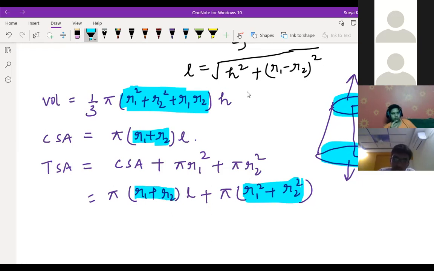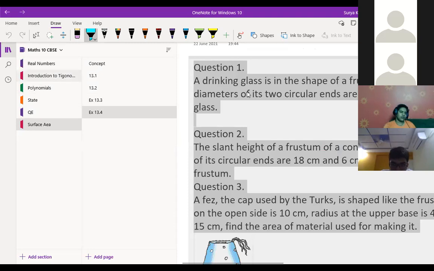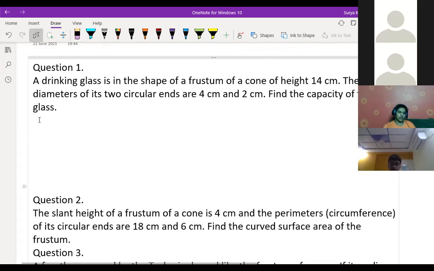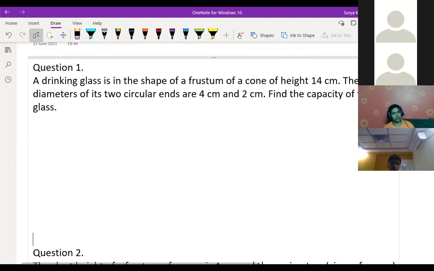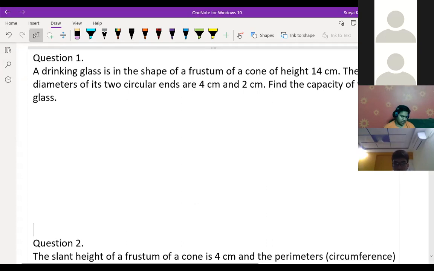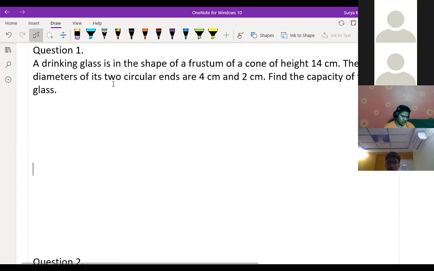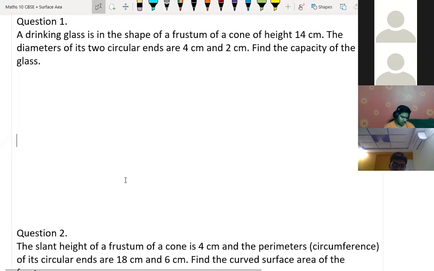Now we'll start to do the questions. Question number 1 of exercise 13.4. All of you try, children. Question number 1: A drinking glass in the shape of a frustum of a cone of height 14 centimeter. The diameters of two circular ends are 4 centimeter and 2 centimeter. Find the capacity of the glass.